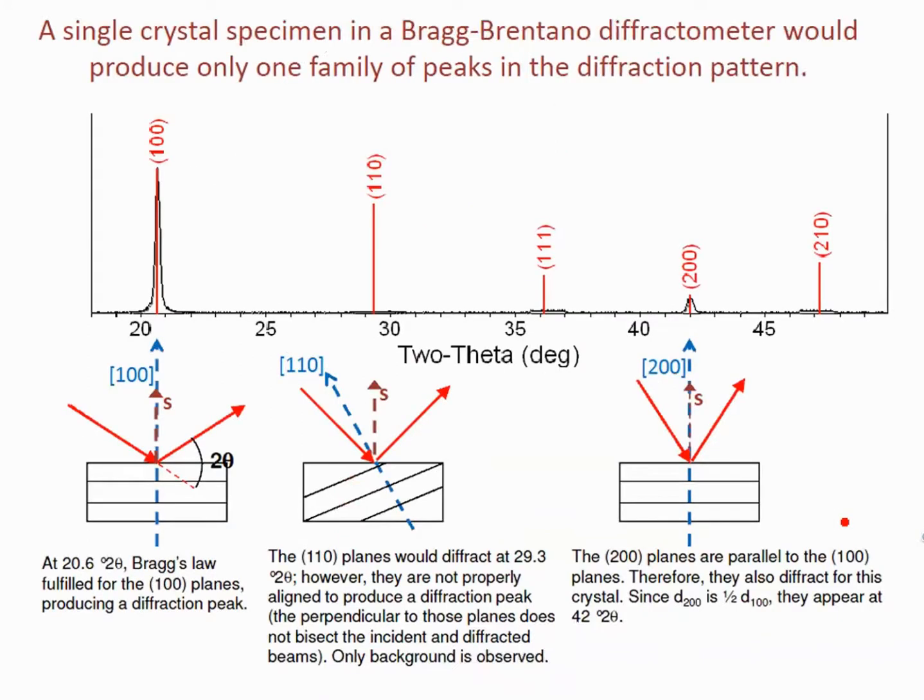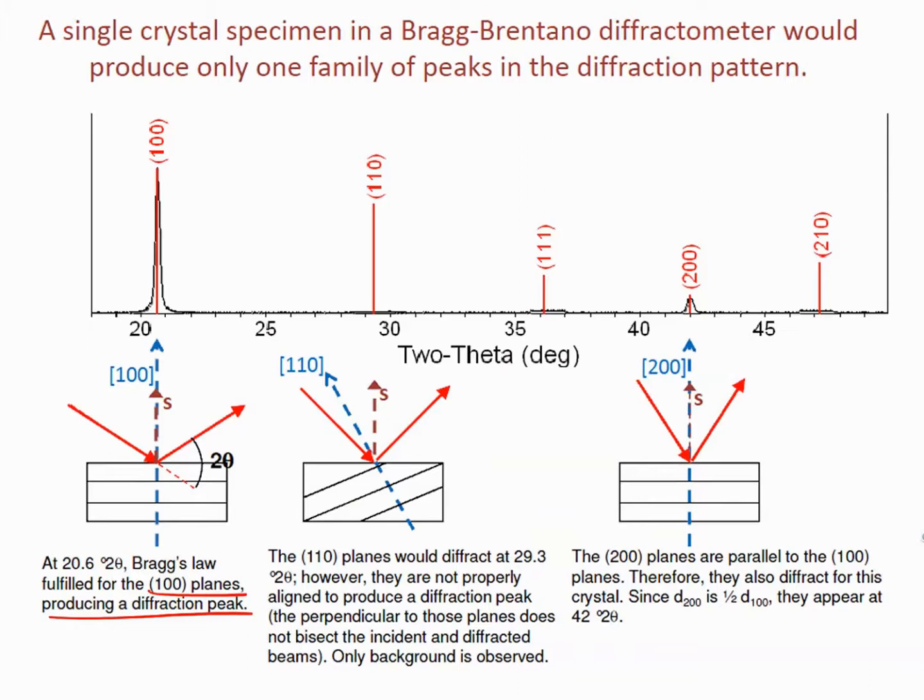So for all these peaks, you can see that we have a peak at 20 degree, and the peak at 20 degree is actually referring to the 100 plane. Okay, so for the second case, the 110 plane would diffract at 29.3 degree. However, they are not properly aligned to produce a diffraction peak. That means that the perpendicular to this plane does not bisect the incident and diffracted beam.